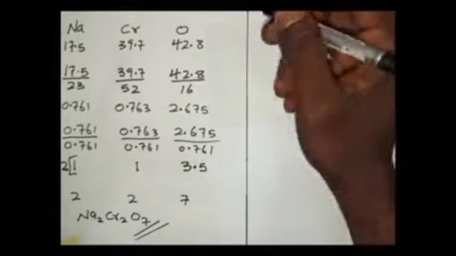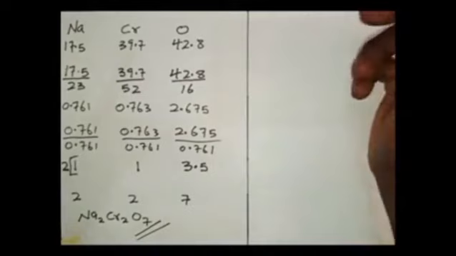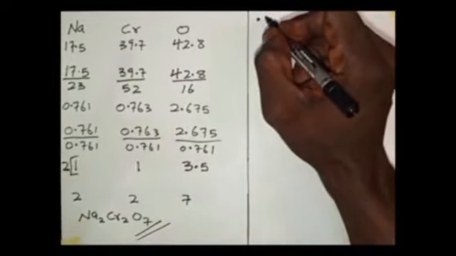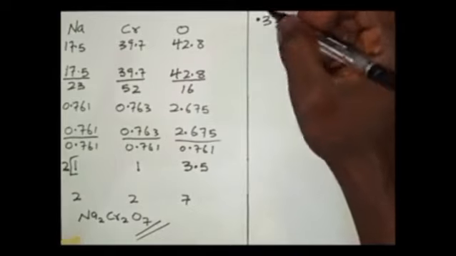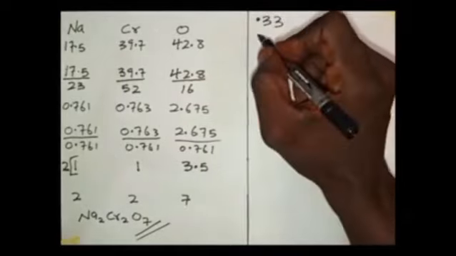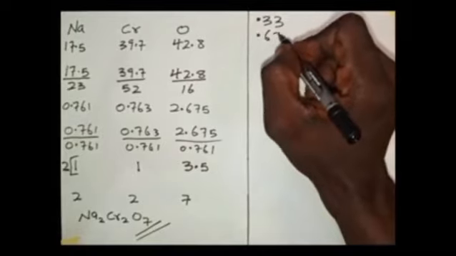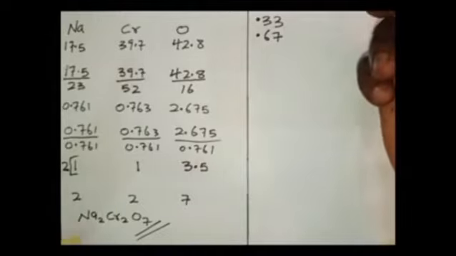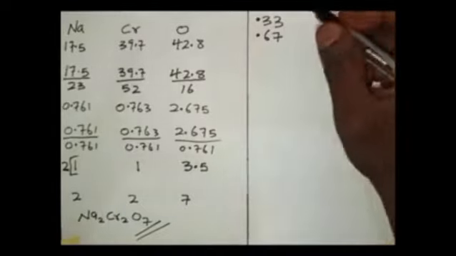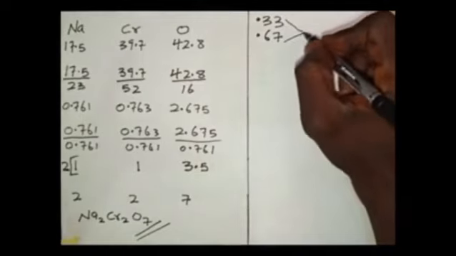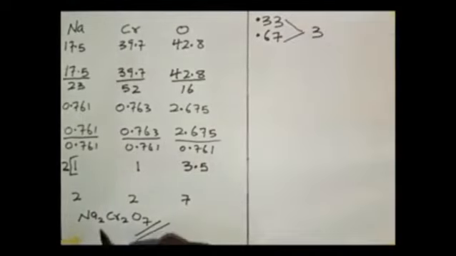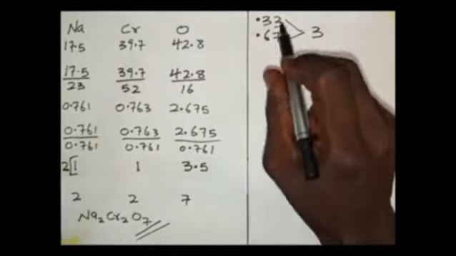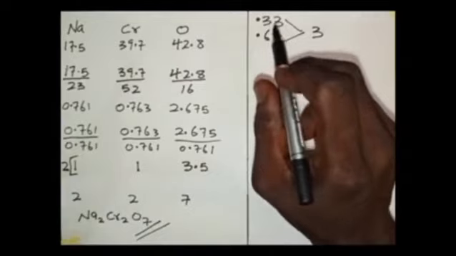Take note of these rules. Anytime you encounter these special decimals, you might want to take them into consideration. Anytime you encounter a 0.33 or a 0.67, it could be 0.6666 recurring. Now you're going to multiply everything by 3, just like you multiplied by 2 here. So you're going to multiply by 3 anytime you see these special decimals.